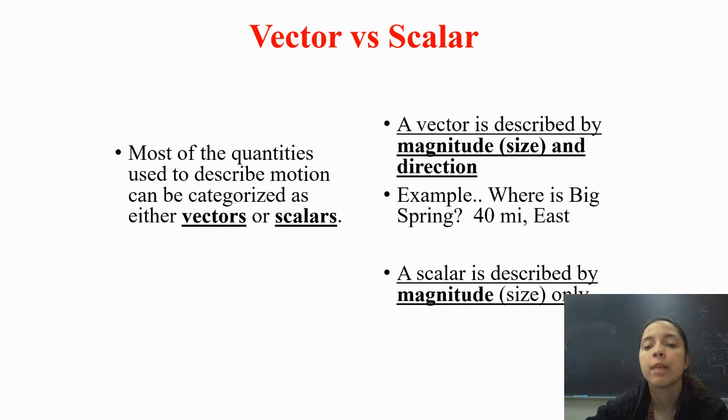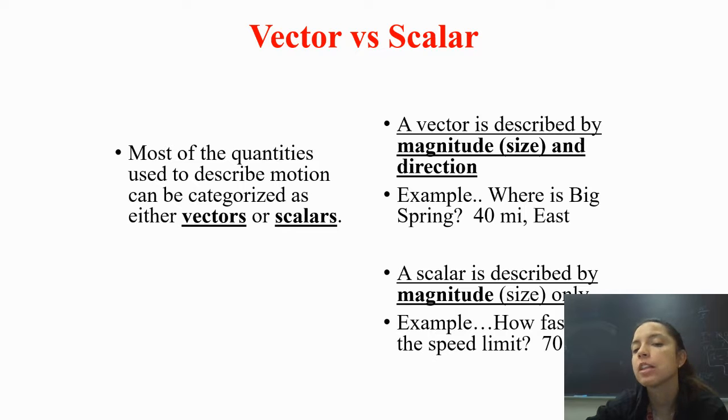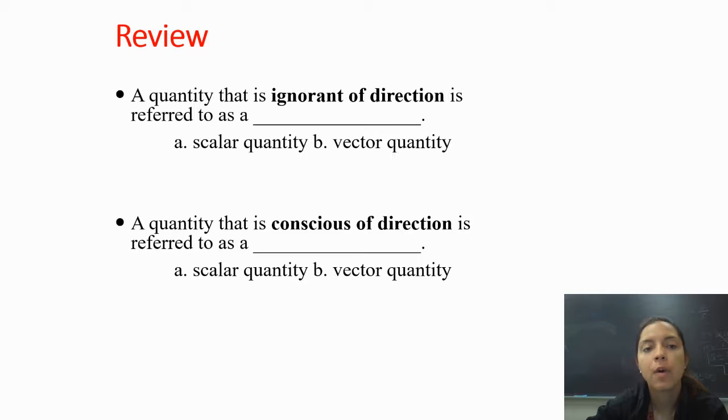A scalar is described by magnitude only, so no direction. For example, how fast is the speed limit? 70 miles per hour. That's the magnitude. So a quantity that is ignorant of direction is referred to as A, scalar quantity, B, vector quantity. A quantity that is conscious of direction is referred to as A, scalar quantity, B, vector quantity.